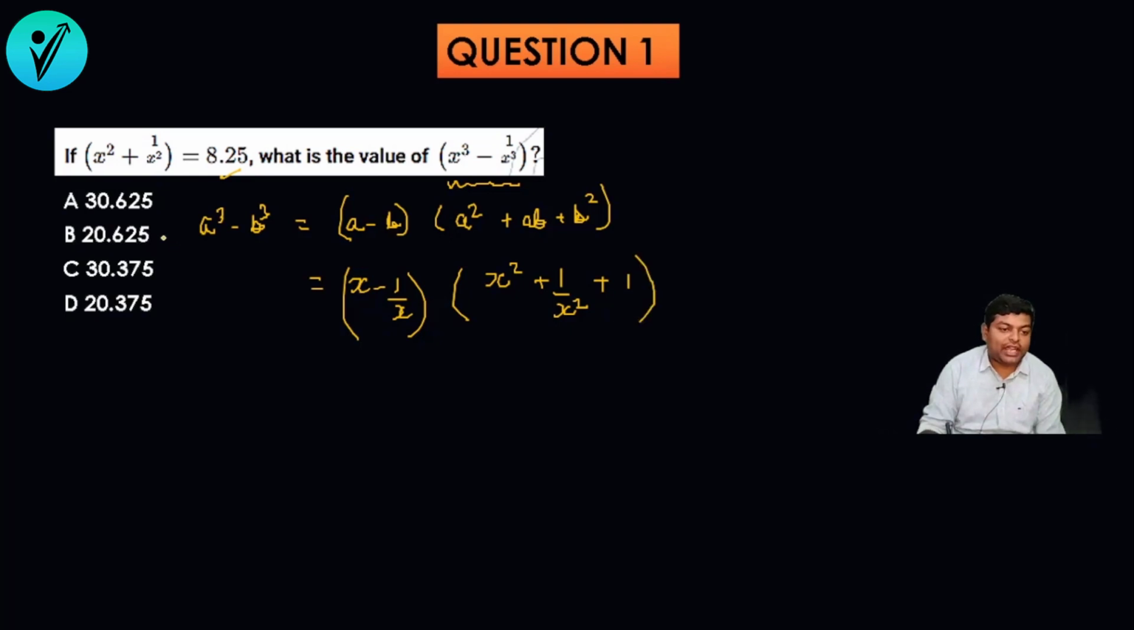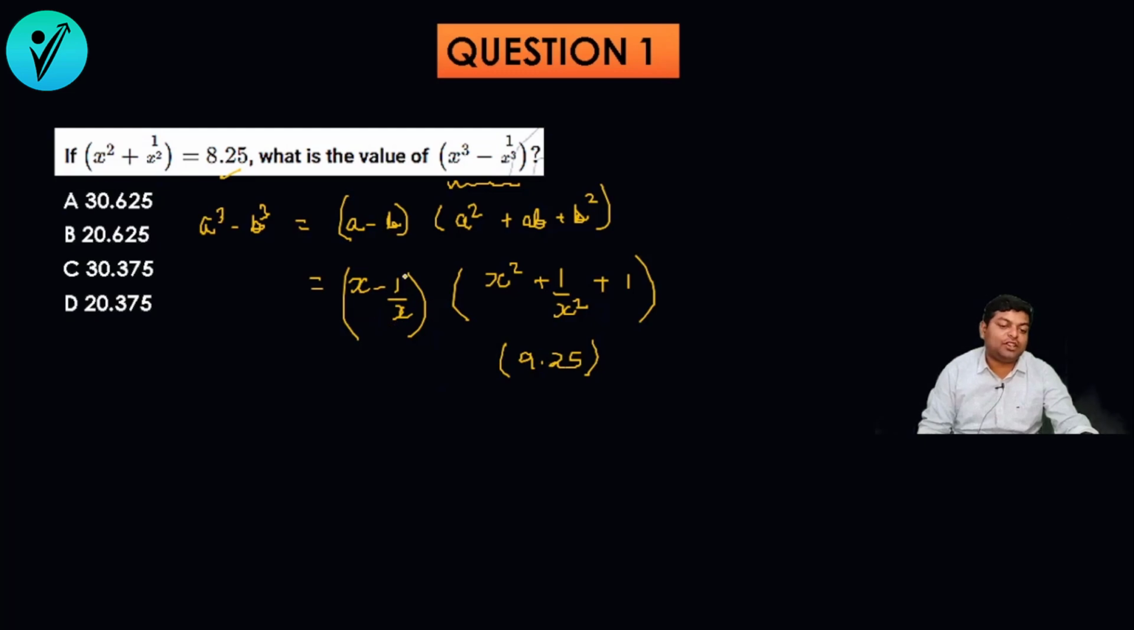I already know x square plus 1 upon x square is given as 8.25. So replace this value with 8.25. When 8.25 is added to 1, in the bracket you'll have 9.25. So 9.25 is multiplied by something, and that is the value of x minus 1 upon x.